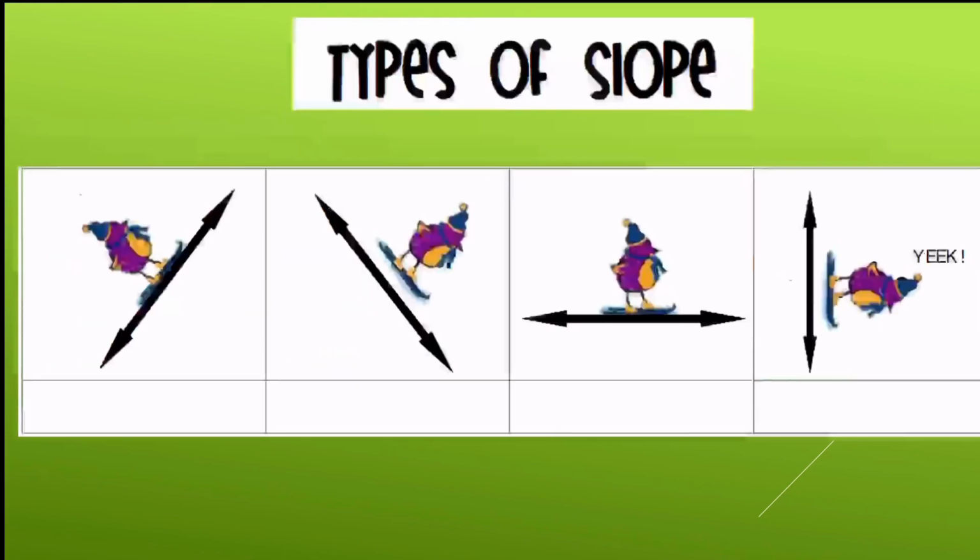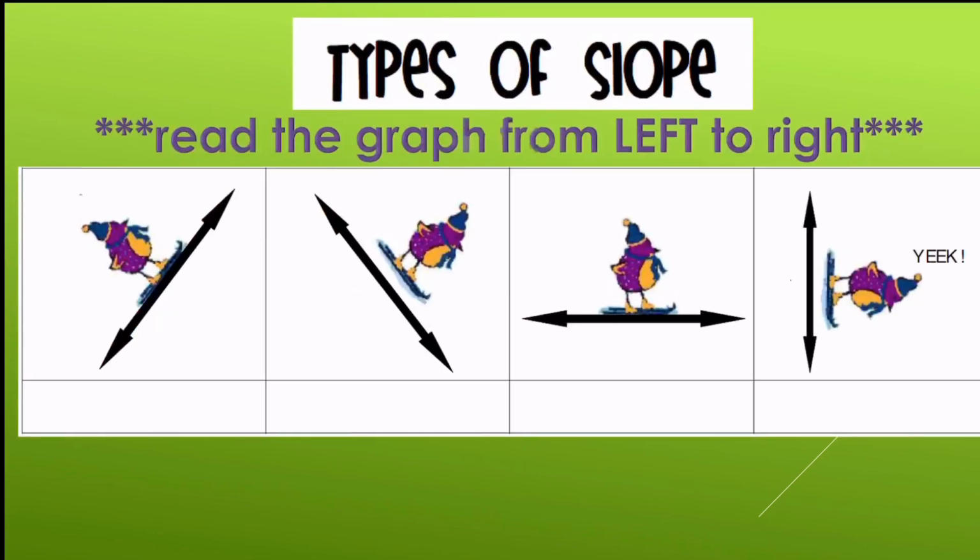So when we look at a graph and we're interpreting, there are 4 types of slope. And we always read our graph from left to right. So we go from the left side of it. If we look at our first little bird, that has a positive slope. So he's going up. Then our next one has a negative slope when we trace our line from left to right.